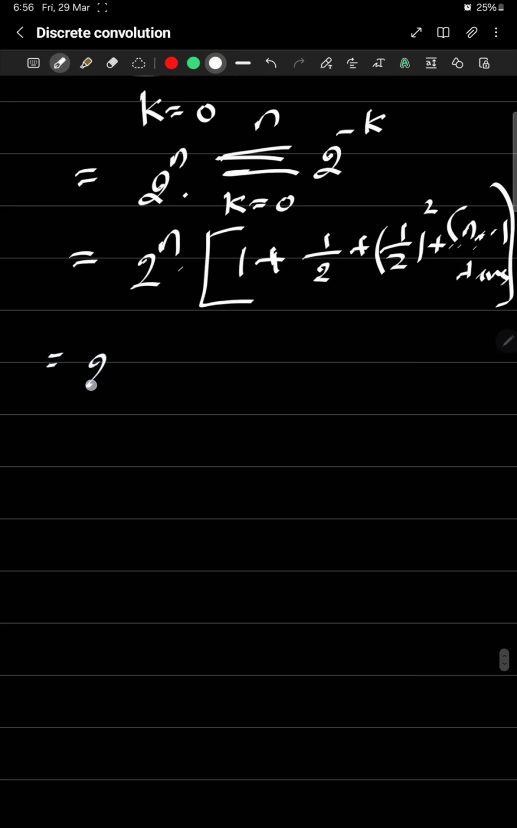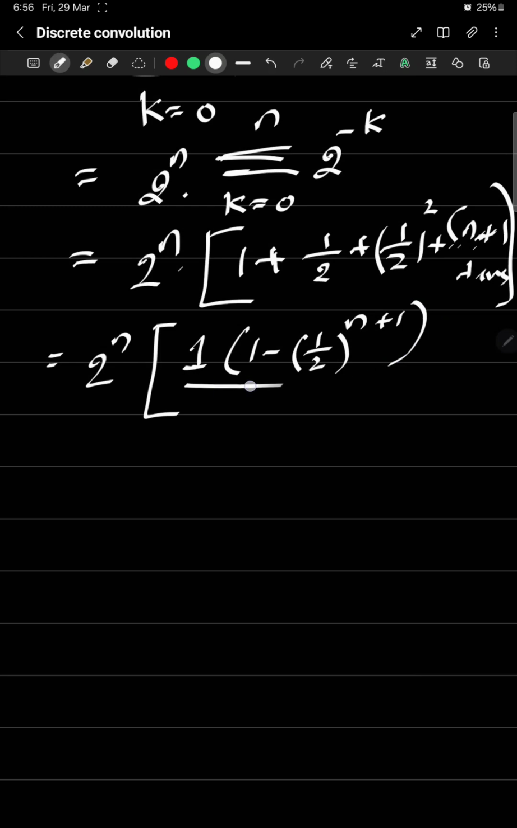So when you simplify this, you will have a GP. The first term is 1 and the common ratio is 1 by 2, and you will have n plus 1 terms. So you can use the equation a into 1 minus r raised to n. Here I have n plus 1 terms, so I will write 1 minus r raised to n plus 1, divided by 1 minus r. r is 1 by 2. That is the expression.